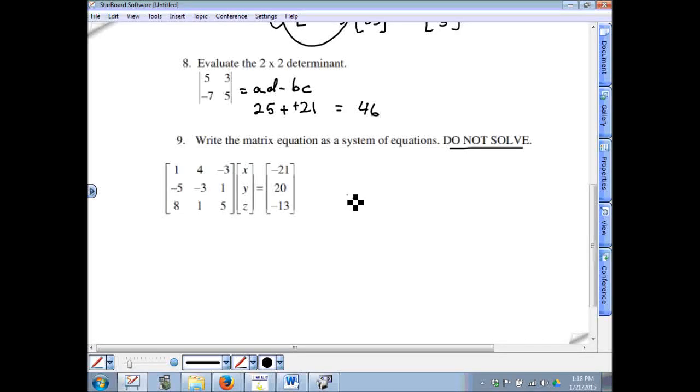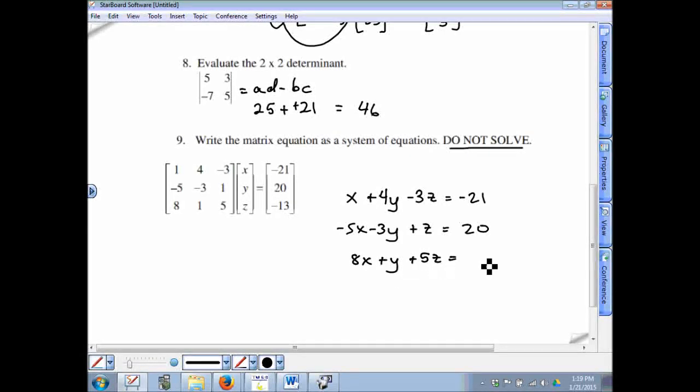So this top row becomes 1x plus 4y minus 3z equals -21. Middle row becomes -5x minus 3y plus z equals 20. Bottom row becomes 8x plus y plus 5z equals -13. That's all I was asking. Pretty easy on that one.